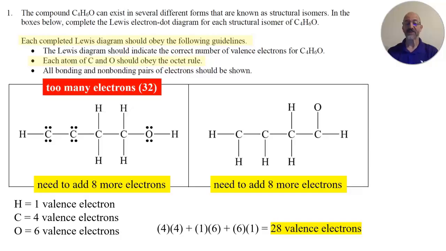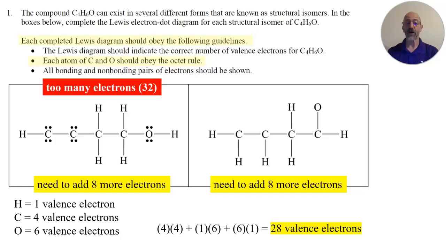However, I added too many electrons to complete that Lewis diagram. It now has a total of 32 valence electrons, which is more than I need to use. So what I'm going to do is create a multiple bond. It might be a double bond, it might be a triple bond.